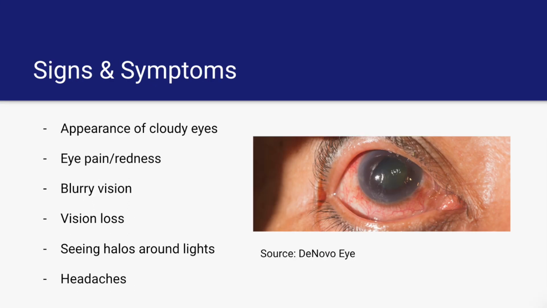Some common signs and symptoms of glaucoma may include the appearance of cloudy eyes, eye pain or redness, blurry vision or vision loss, seeing halos around lights, or headaches. Eye pain and vision loss may occur more rapidly in cases of angle closure. However, glaucoma is usually painless, which can cause patients to not even notice that they have the disease. If there is suspicion that glaucoma may be present, be sure to seek medical attention.